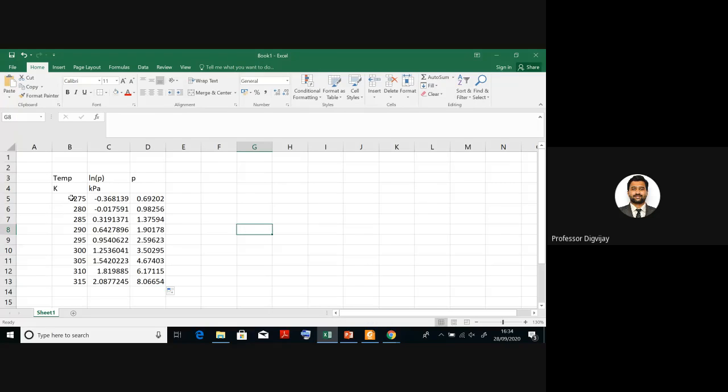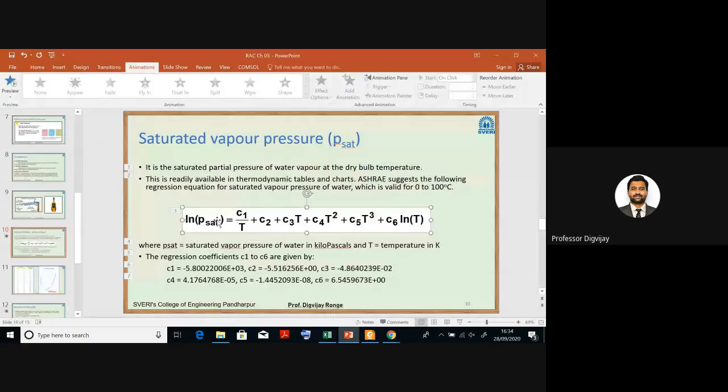So this way, for a number of temperatures, I have calculated their corresponding saturated vapor pressure. I have used this formula, and I have created an Excel sheet. In Excel, we can do the remaining analysis.